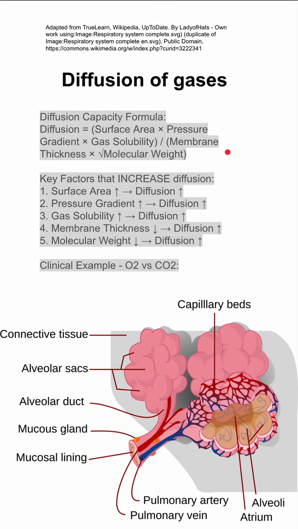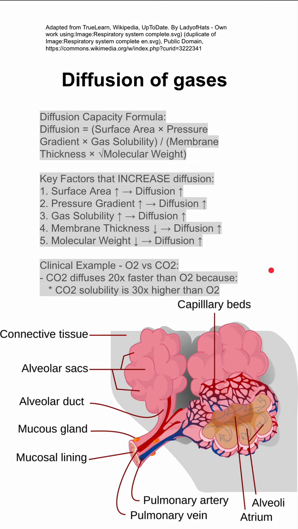A clinical example can be seen by comparing oxygen and carbon dioxide. Carbon dioxide diffuses 20 times faster than oxygen, and there are two factors to consider when differentiating oxygen and carbon dioxide. Carbon dioxide is much more soluble than oxygen. We saw that solubility was up here, so if you have more solubility, you tend to diffuse faster. Carbon dioxide is so much more soluble than oxygen that it'll diffuse much, much faster.